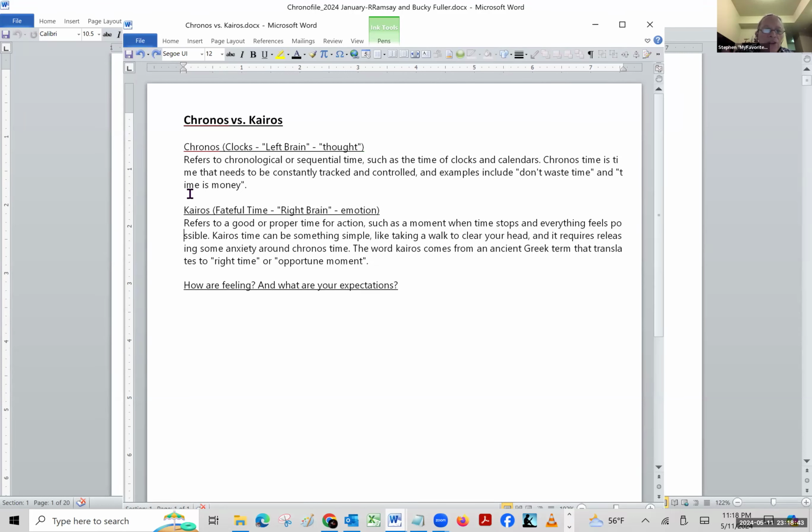Kairos time can be something simple, like taking a walk to clear your head. It requires releasing some anxiety around chronos time. The word kairos comes from an ancient Greek term that translates to the right time or the opportune moment. Now, this relates exactly to our opening and our closing on each of our calls. How are you feeling? And what are your expectations? It's the same thing. This is a call for chronos and kairos. It's a call to relate to reality 2 different ways. So I just thought that was wonderful.